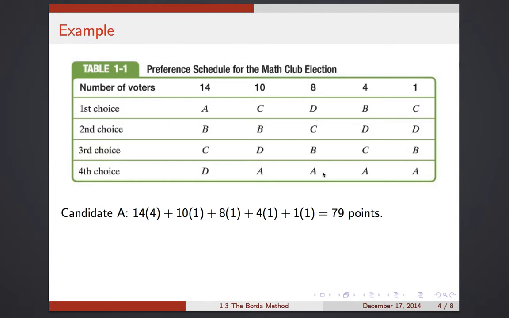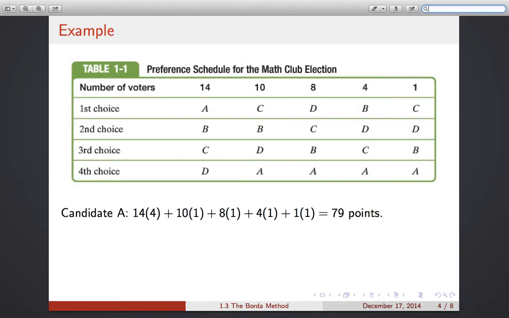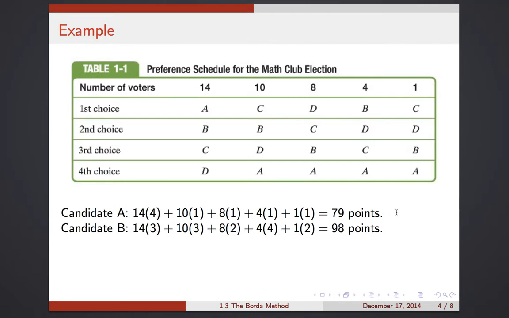These 8 people also ranked him last. Each of those 8 people give him 1 point. These 4 people also ranked him last. This one person back here also ranked him last. So he gets 1 point for each of those voters. So A's total is 14 times 4 for all of his first place votes, and then 10 times 1 plus 8 times 1 plus 4 times 1 plus 1 times 1 because he got last place votes from all the rest of the voters. And that totals to 79 points. So A right now has a score of 79.